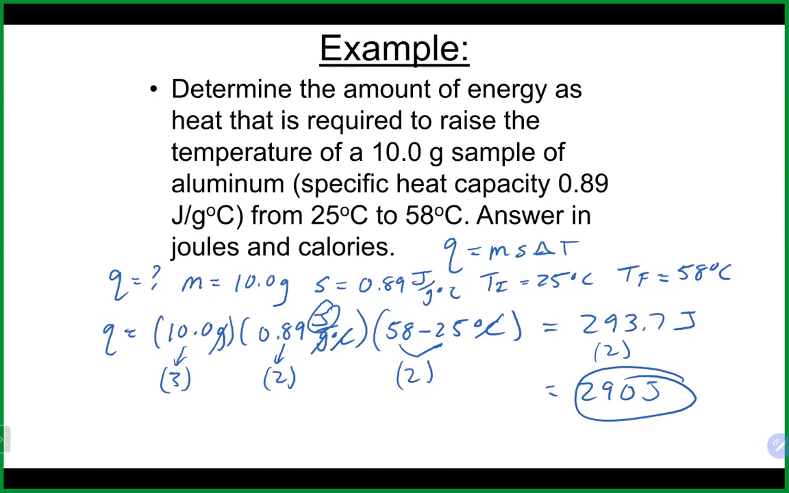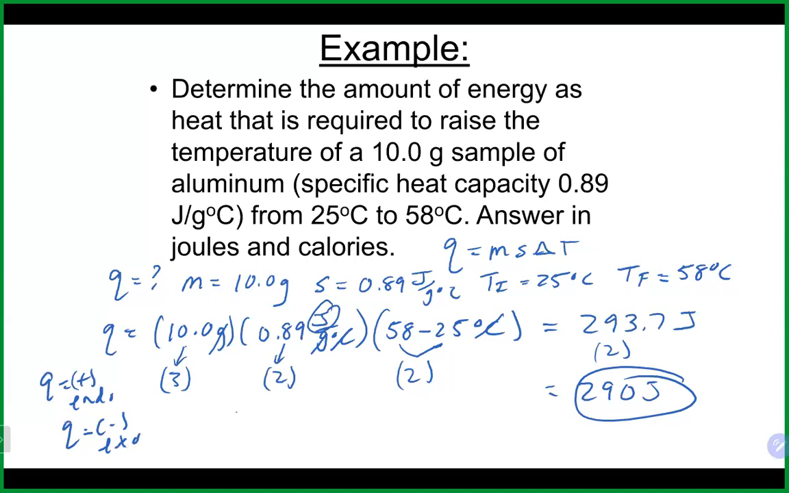Now we see that the Q value here is a positive number, which means that this is exothermic or endothermic. This is endothermic as it is a positive number. So again, if Q is positive, endo. If Q is negative, exothermic.